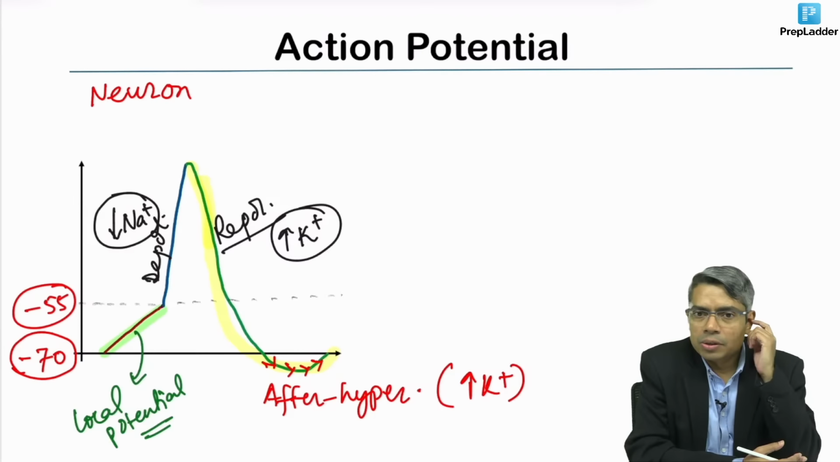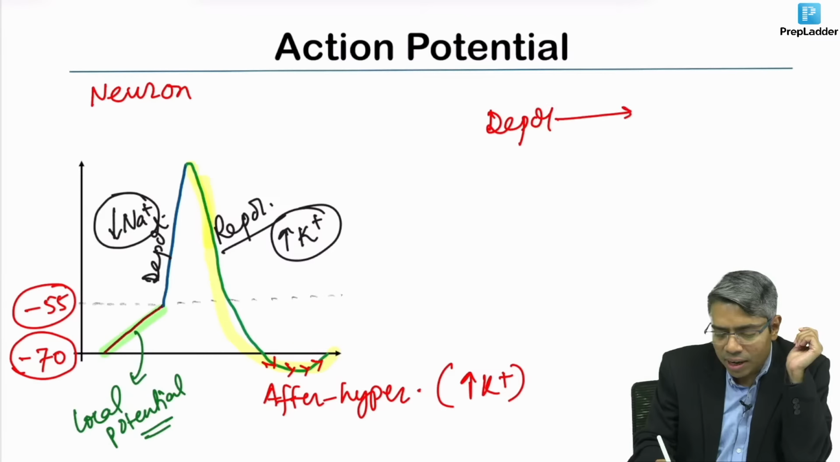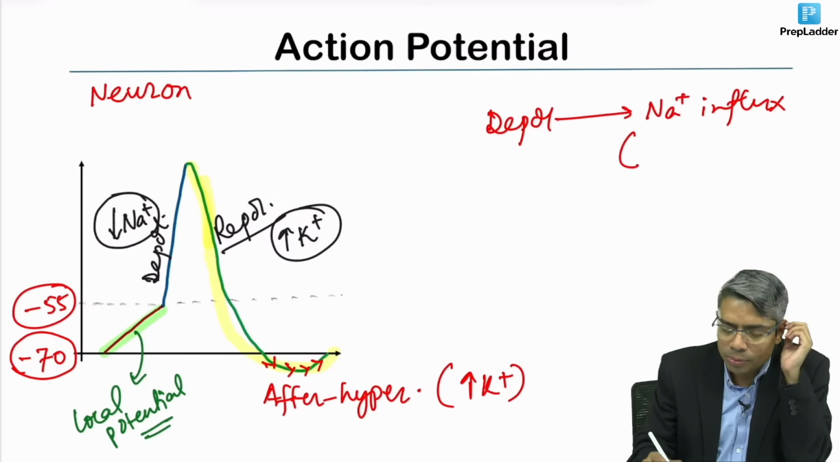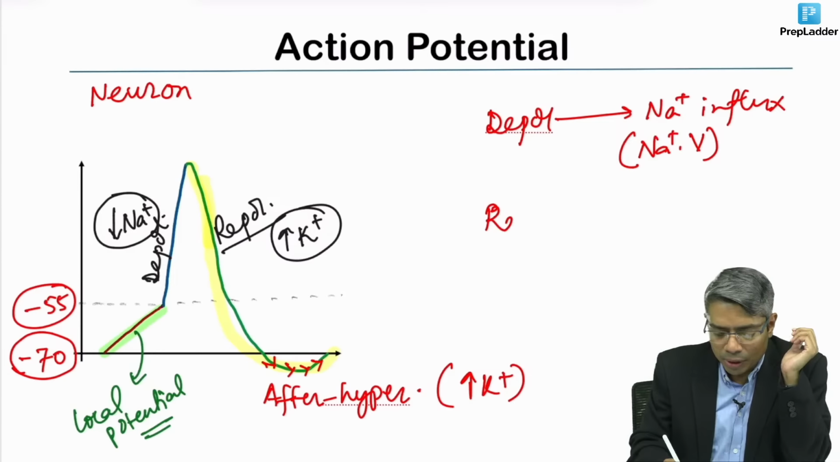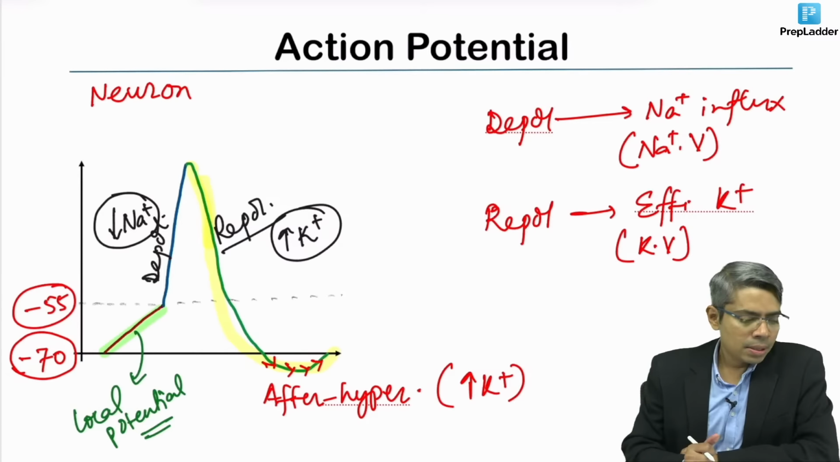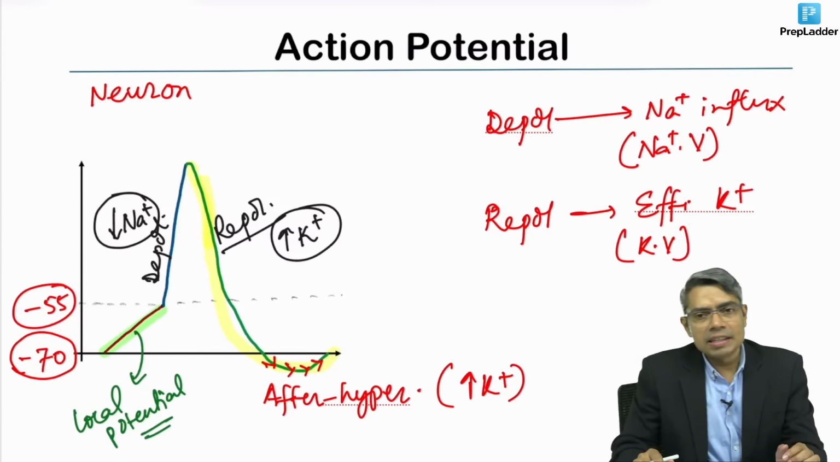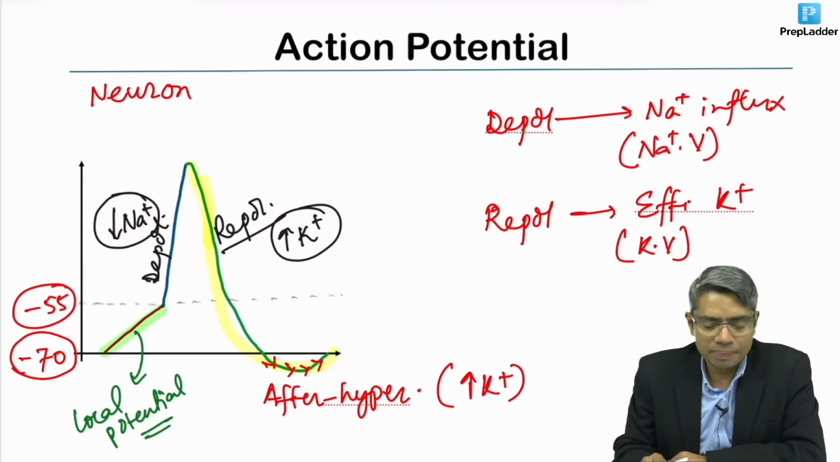Okay, right. So, at least you remember that the depolarization is due to influx of sodium. Which kind of sodium influx? This is due to the voltage gated sodium channel, Na V, and repolarization is due to efflux of potassium ion through the voltage gated potassium channel. Yes, the potassium channel is very slow to close, that is why the after hyperpolarization phase occurs. Okay, you know this thing.